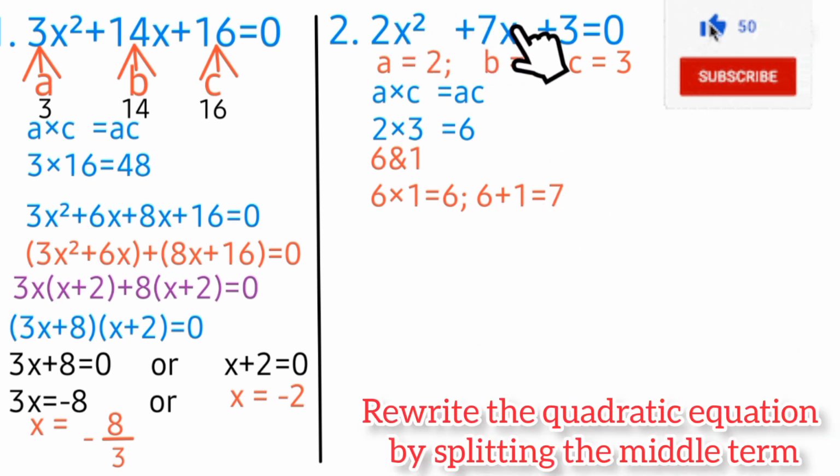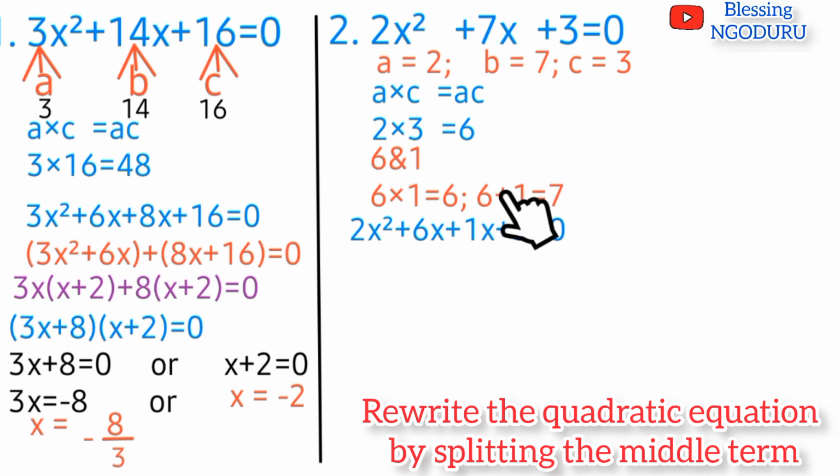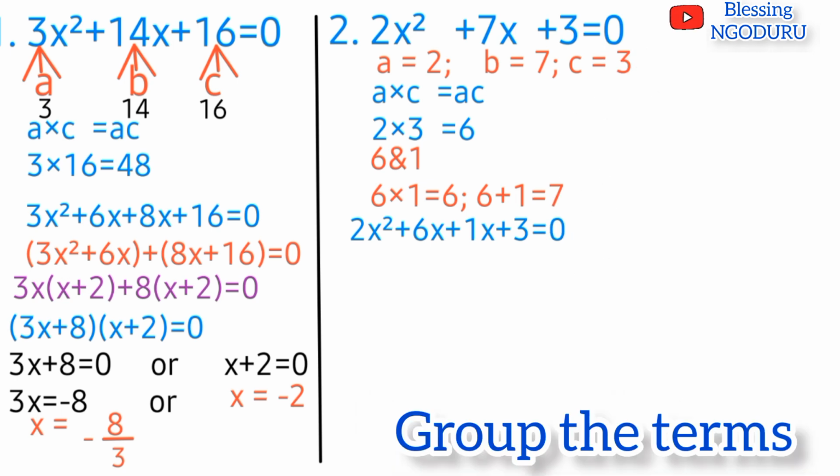Let's rewrite this quadratic equation by splitting the middle term. So we have 2x squared plus, in place of 7x, remember we said the numbers that give 7 are 6 plus 1. So we'll write 6x plus 1x plus 3 equal to 0. Now let's group the terms, bringing this together and these two together, and then equating to 0.